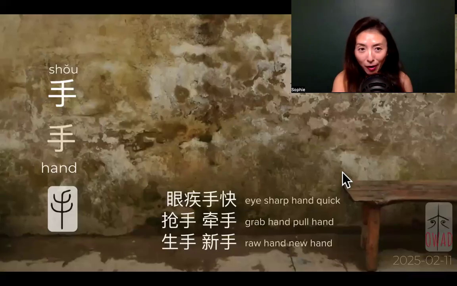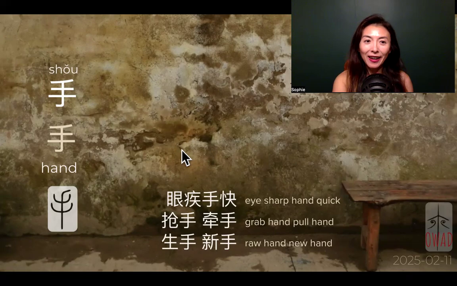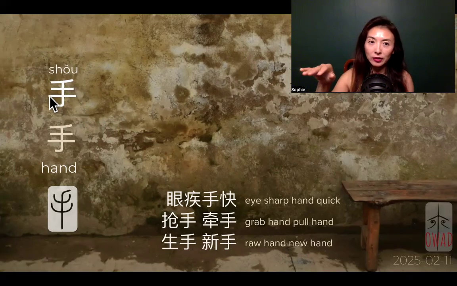Today's body part is 手, hand. And again, simplified and traditional look the same, because it cannot get any simpler without losing our fingers. In contemporary Chinese, we have three kind of horizontal lines. The top one is a little bit diagonal.